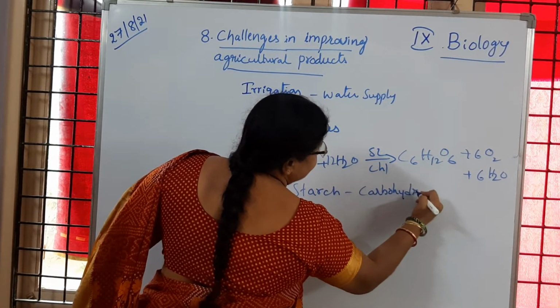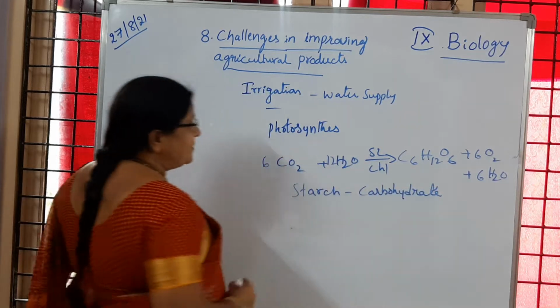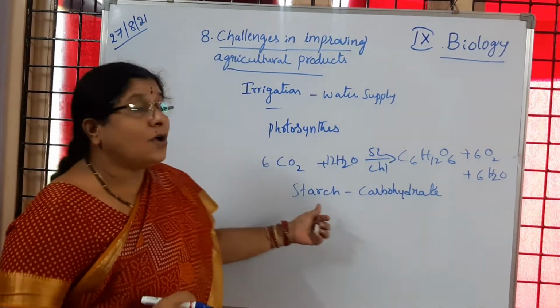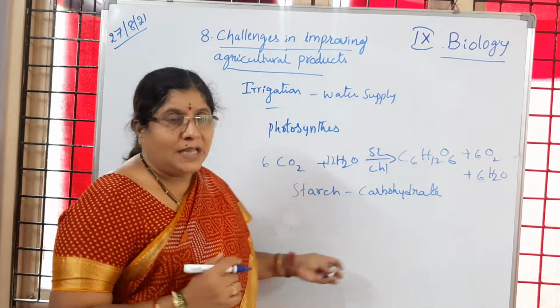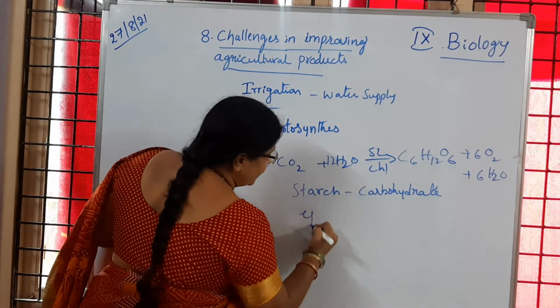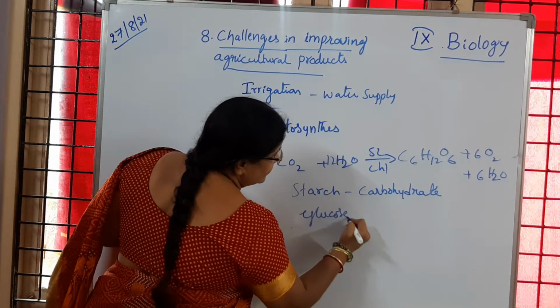Carbohydrate, which is prepared by the plant. So first, starch is not prepared, children. First glucose is formed. Have you followed? Glucose is formed in plants.